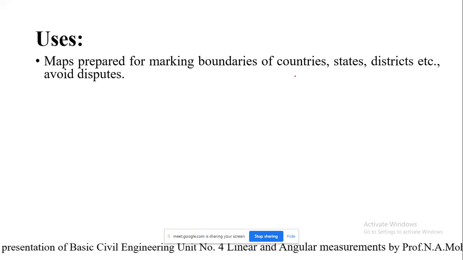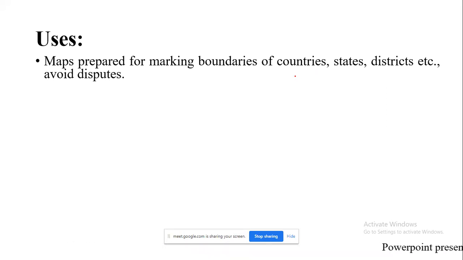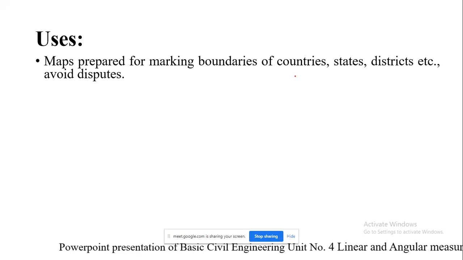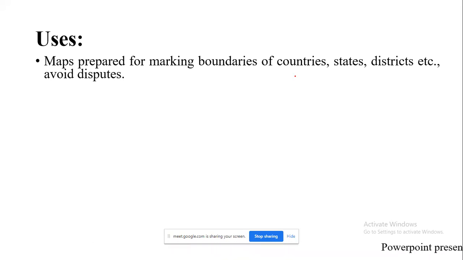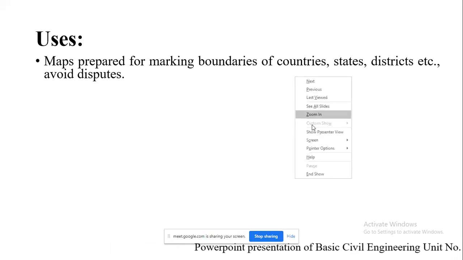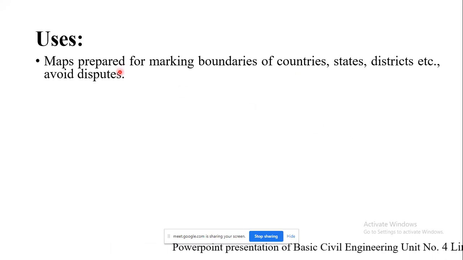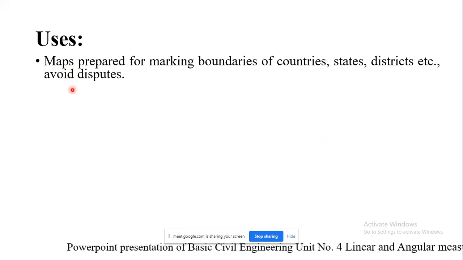So you might have heard the news of the conflict or dispute between India and China, where they say that a particular part is in our part only, that it lies in our map. So they are trying to occupy it. In order to mark that, you can make use of the survey.